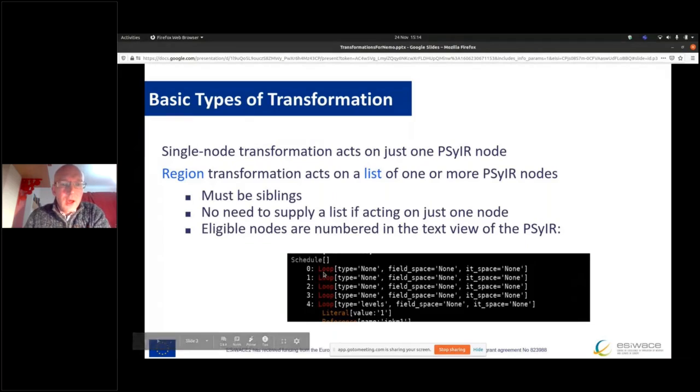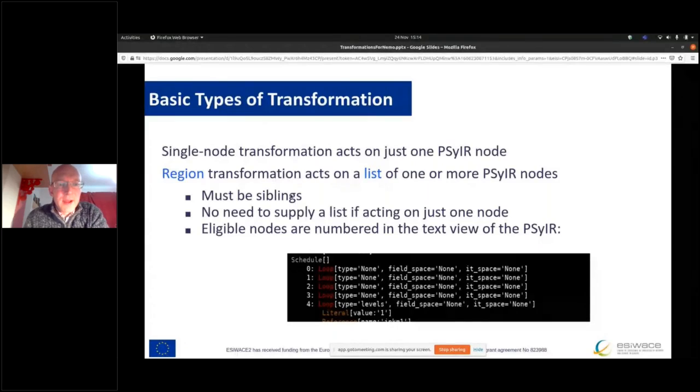We try to have a slightly nicer API where if you're only supplying a single node, you don't need to make a list out of it. So these region transformations will work on a single node as well as a list of nodes. I say try because we discovered a bug where that wasn't always true, so there might still be bugs around, but that's what we're aiming for.